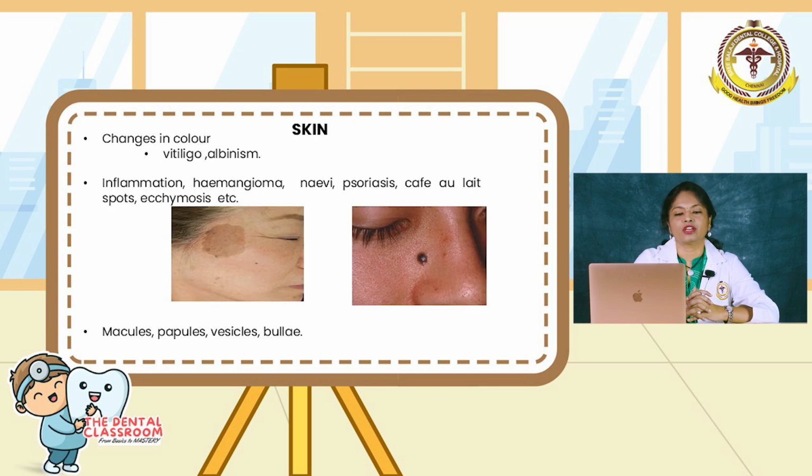Skin, we check for color. Already we have seen skin in extraoral examination. We thoroughly check the skin of the body, but here again in the head and neck region we check for any changes in color. Vitiligo or albinism might have hypopigmentation. We check for any inflammation, hemangioma, nevi, psoriasis, café-au-lait spots, ecchymosis, etc. We also examine for any macules, papules, vesicles or bullae.